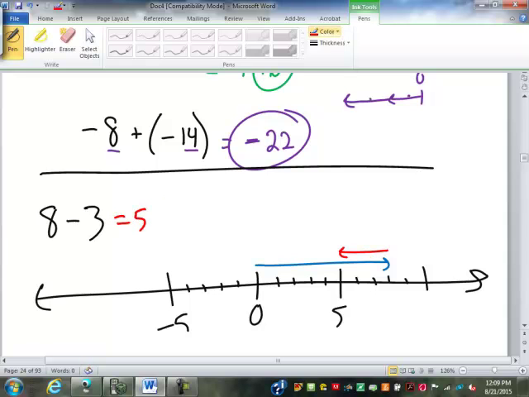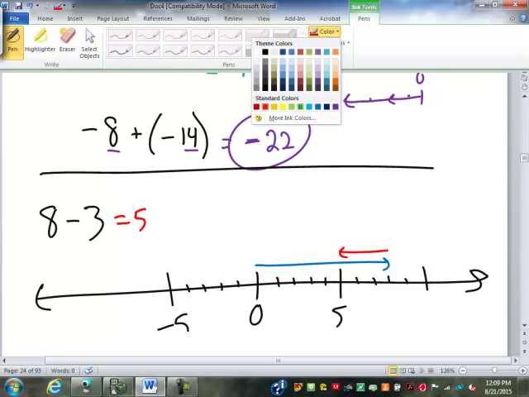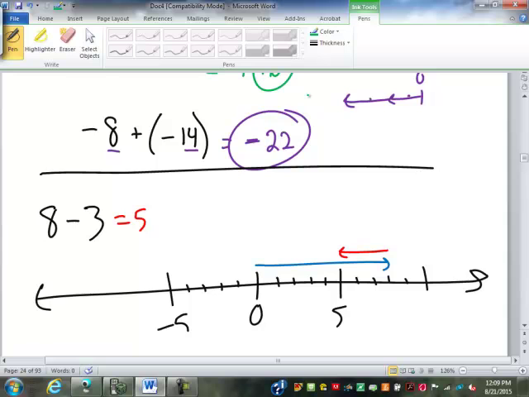We all know that. If I look at that picture, though, it looks suspiciously like the picture for 8 plus a negative 3. In fact, it's exactly the same picture because they're exactly the same problem. We hinted before at subtraction not being its own operation. It's part of addition, or the reverse of addition.